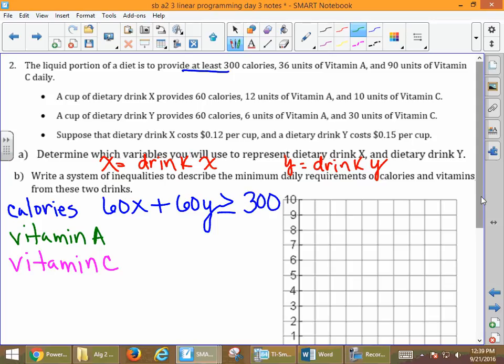Vitamin A. Then when we go to our next one. Well, if we go back to dietary drink X, there are 12 units. Yes, Camden? No, it's supposed to be greater than, because at least. At most would be less than or equal to. And that's the difference between page 1 and here. So, for our vitamin A, 12 units of vitamin A in drink X. How many units of vitamin A in drink Y? 6. And again, the at least. At least means we have to have 36. I can have more.